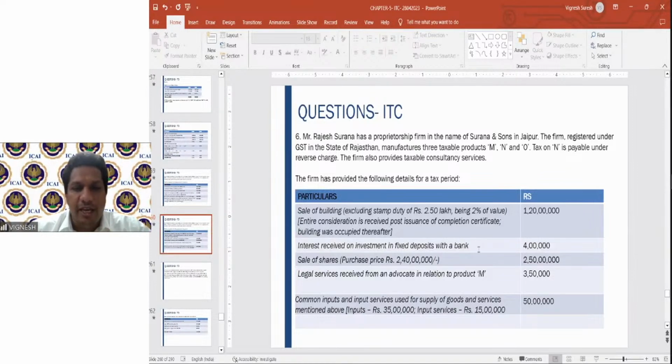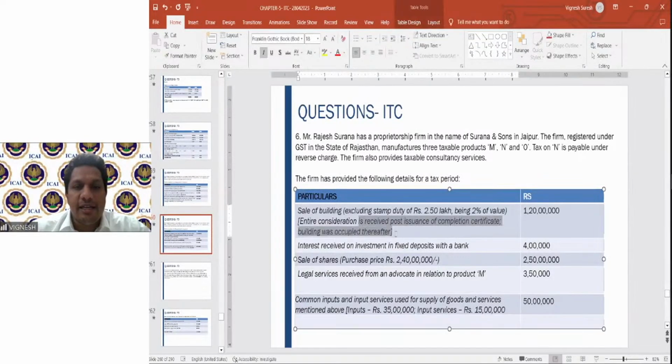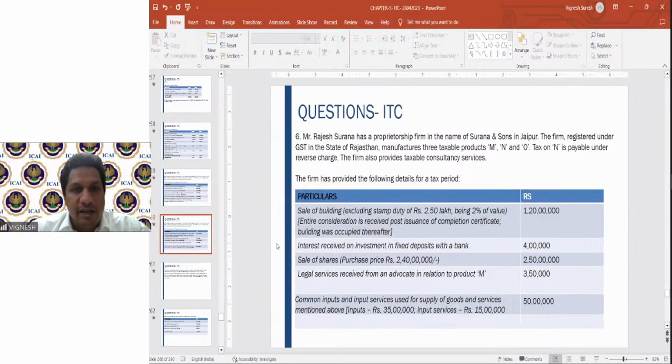So here, post issuance of completion certificate, the entire consideration is received. It will come in Schedule 3, where it is neither a supply of goods nor a supply of service. So therefore, in this particular situation, it is not liable to GST. Sale of building, no turnover. You cannot say it is an exempt service. It is not at all a supply of service also.